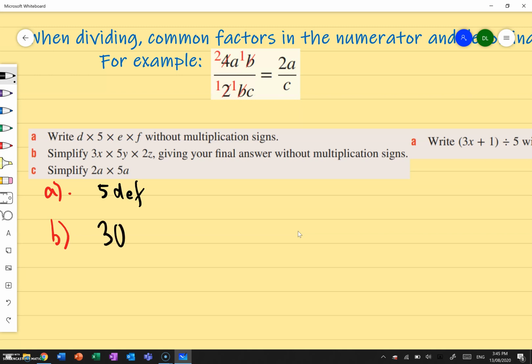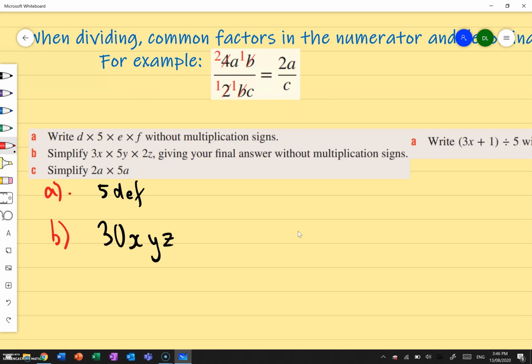Now I look at the letters. So I've got X, Y, Z. I'm thinking, which one comes first? Well, I know that X comes first, and then Y, and then Z. So I know that the answer is going to be 30XYZ.